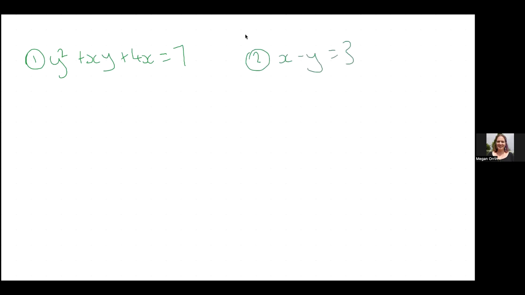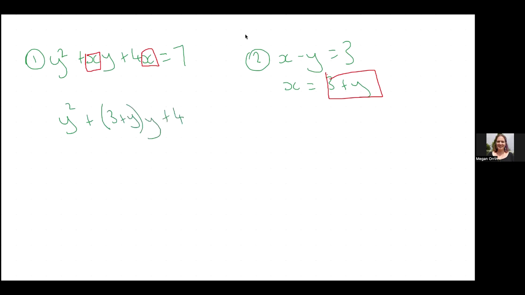I'm still going to do substitution, okay? I'm going to rearrange this to say x equals 3 plus y. But I am going to put this in place of both of these x's. It's not going to be as complicated as it looks. It just looks a little different, but it's still substitution. So y squared plus (3 plus y), plus 4 times (3 plus y), and then minus 7 equals 0, right? I'm going to bring all this across. This will be a normal quadratic once I finish with it.